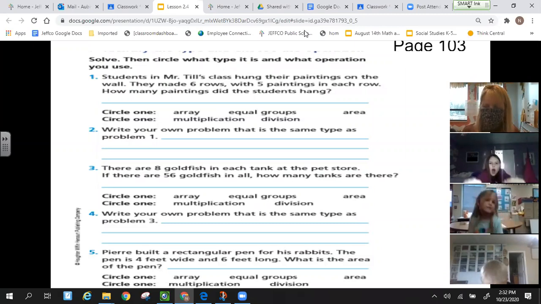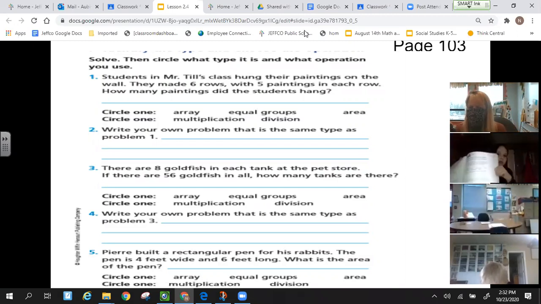So turn to page 103 at home in your math workbook. Make sure you have your pencil. Katie, I need your math workbook. Reese, you too. Everybody here. 103.